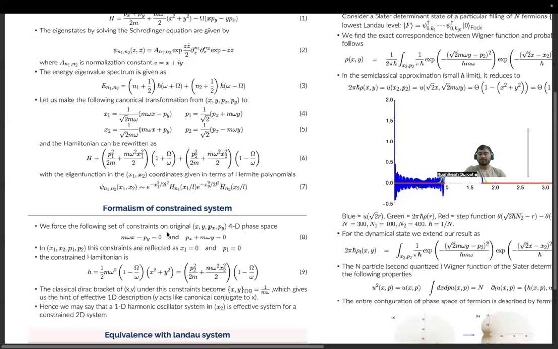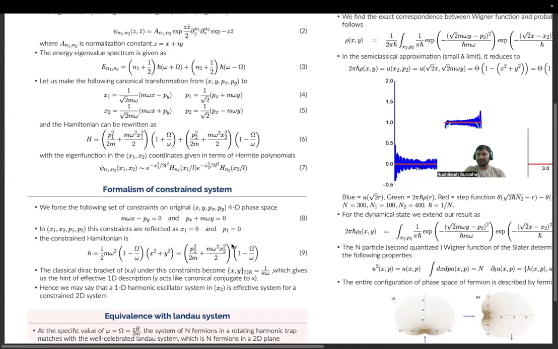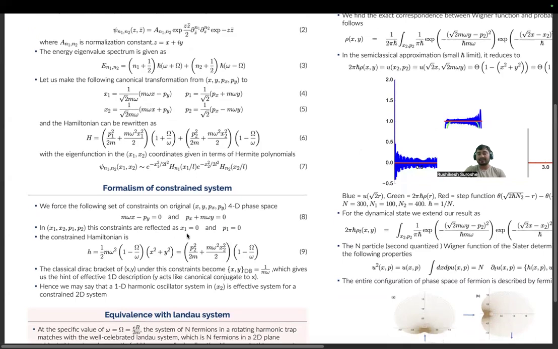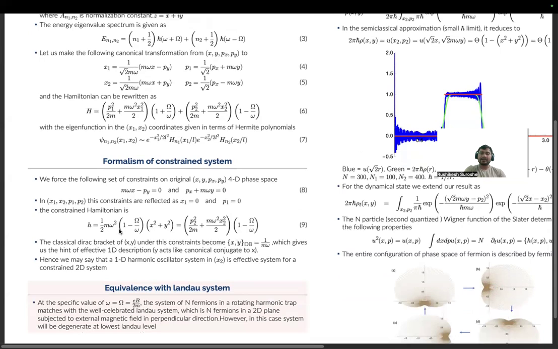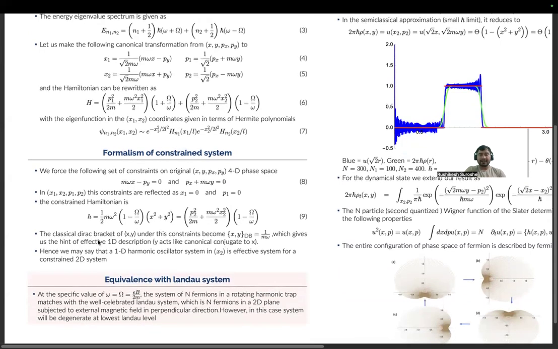We impose the following two constraints on the xy, px, py 4D space: m omega x equals py and px equals minus m omega y. Under these constraints, they are reflected as x1 equals 0 and p1 equals 0 in the x1, x2, p1, p2 coordinates. The constrained Hamiltonian is given by equation 9, but the interesting thing is that the classical Dirac bracket of x and y becomes 1 upon m omega, which hints that y acts like the canonical conjugate to x.